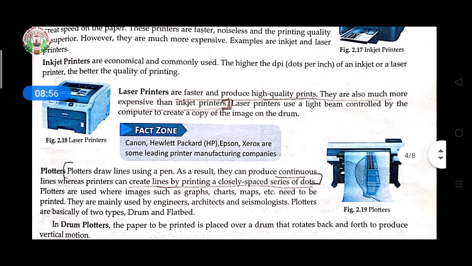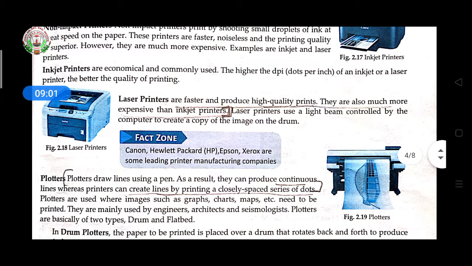Then what is an inkjet printer? The examples of non-impact printers are the inkjet printer and the laser printer. Inkjet printers are economical and commonly used. The higher the DPI, dots per inch, of an inkjet printer or laser printer, the better the quality of printing. So it depends on the DPI, dots per inch. And the laser printer is faster and produces high quality prints. They are also much more expensive than the inkjet printer.